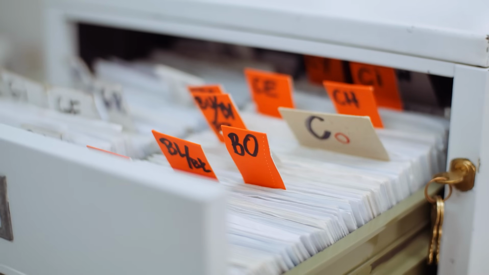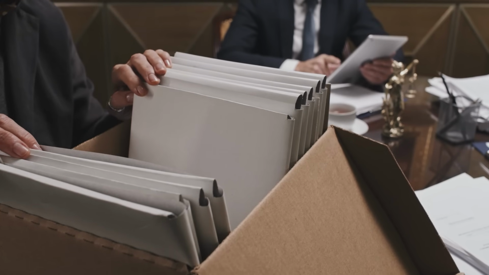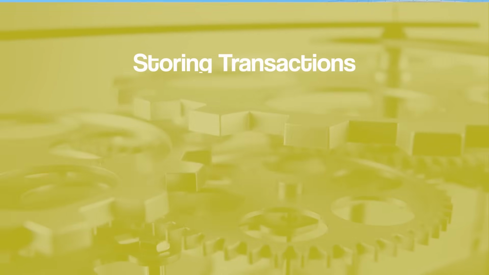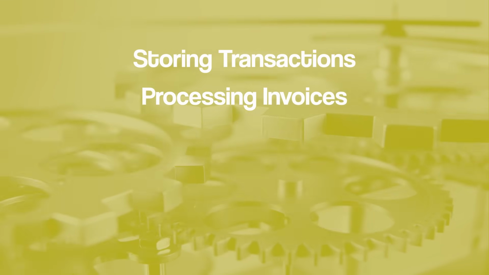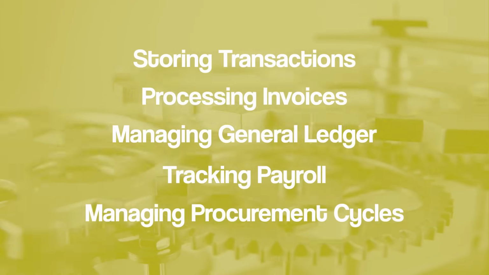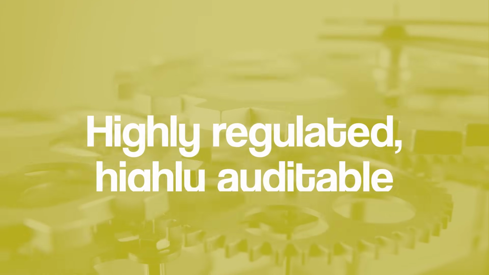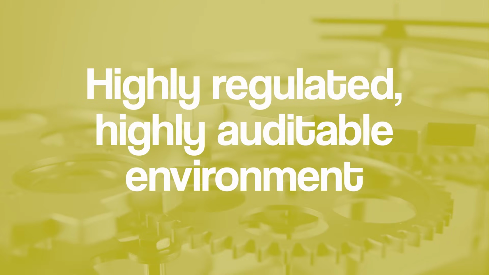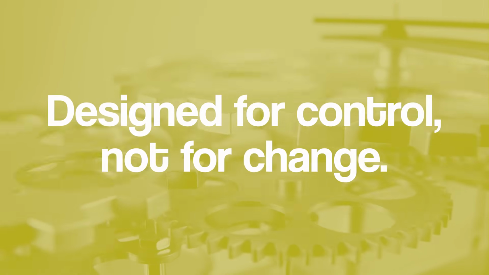The infrastructure layer is where your ERP lives and where it should stay. It's your system of record. It stores your financials, your inventory master data, your procurement contracts. It's built to be accurate and stable, not to innovate. ERP does a great job of storing transactions, processing invoices, managing your general ledger, tracking payroll, and managing procurement cycles, and it does all of that within a highly regulated, highly auditable environment. And that's the point. It's designed for control, not for change.